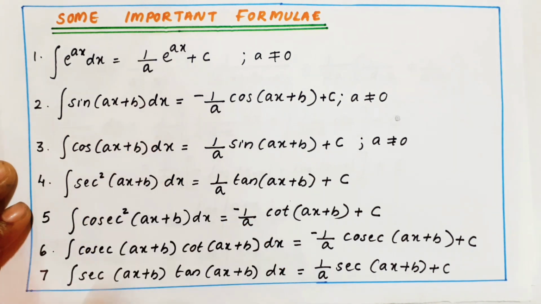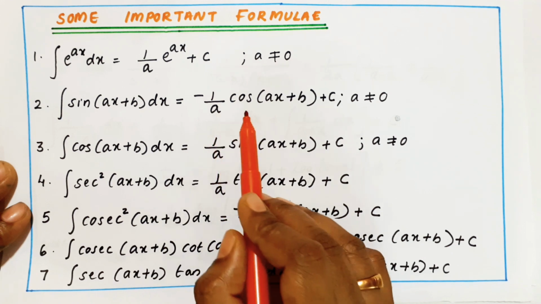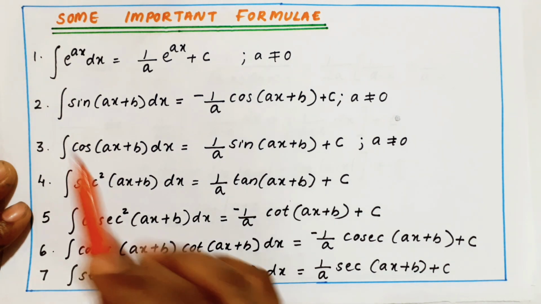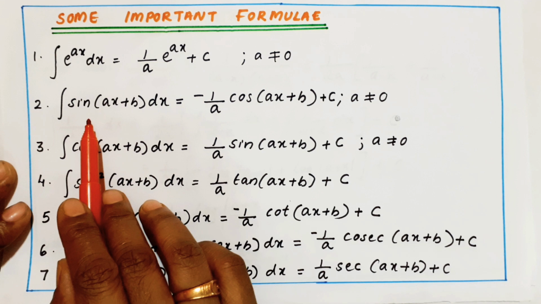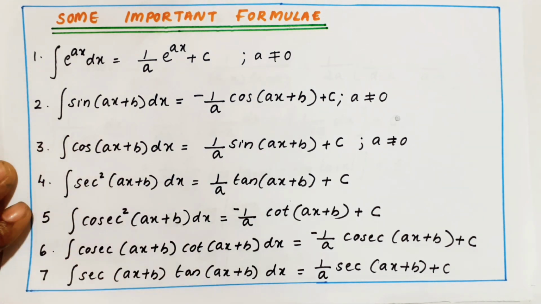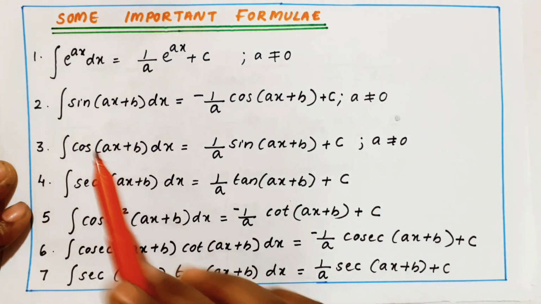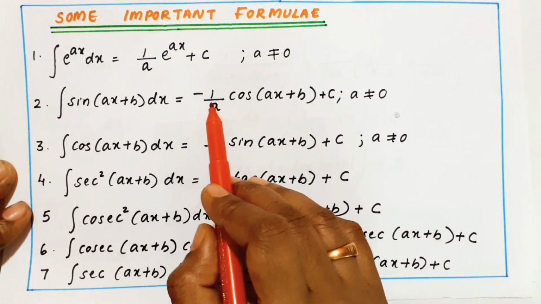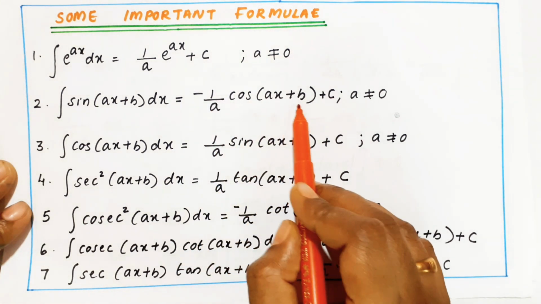So in that form, you have to write minus 1 by a cos(ax+b). That's the difference, that's all. I discussed many equations in my part 1 video. There we did the integral of sin x dx, but here it is the integral of sin(ax+b) dx or the integral of sin(ax) dx. So in this case your equation changes to minus 1 by a cos(ax+b).